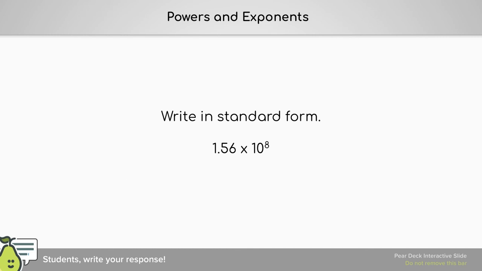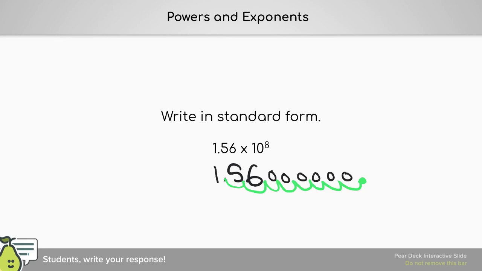Okay, our last example. Please write 1.56 times 10 to the 8th in standard form. Okay, so now since we're multiplying times 10 to the power of positive 8, that means we're going to make a very big number. That means we're going to have to move our decimal to the right 8 times. 1, 2, 3, 4, 5, 6, 7, 8. Let's put a decimal here to hold it. And let's fill in zeros.